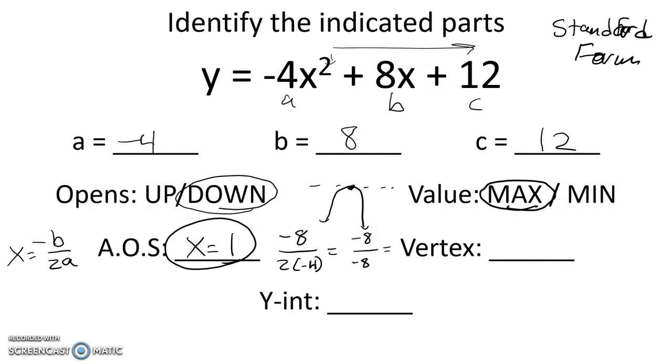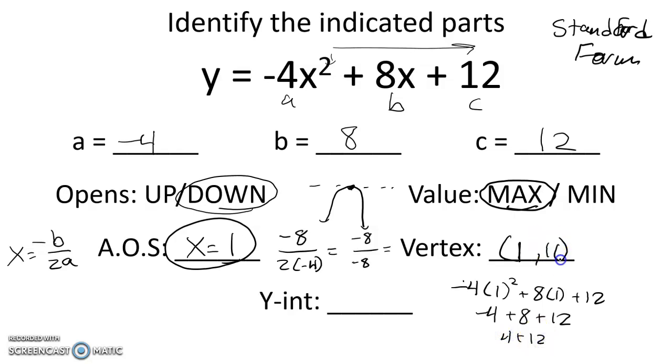So for the vertex, I already know one of those numbers. This value becomes the x value, the 1. Now to find the y value, I'm going to take this 1 and plug it in for all of my x's. Wherever I have an x in my equation up here, I'm going to put a 1. So negative 4 times 1 squared plus 8 times 1 plus 12. 1 squared is 1, so that turns into negative 4 plus 8 plus 12. Negative 4 plus 8 is 4, plus the 12 gets me 16. So my vertex is going to be (1, 16).